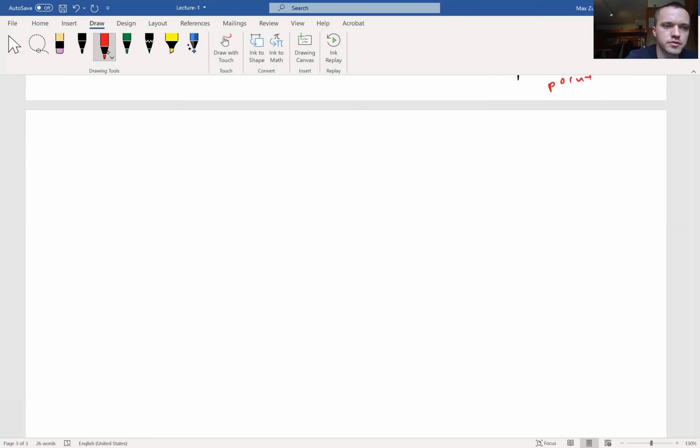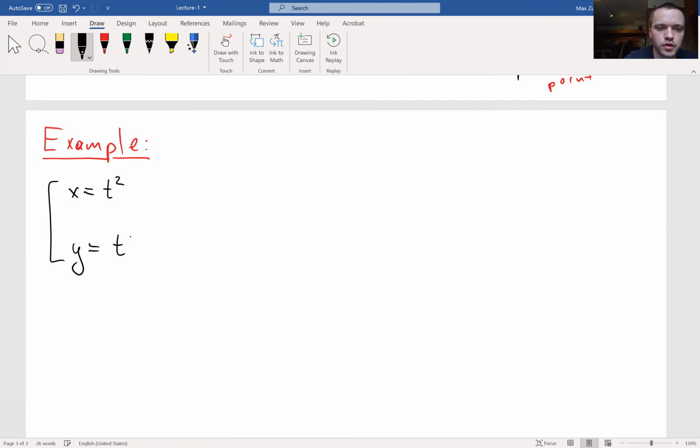So can you do an example as practice right now? Let's take x is equal to t squared, y is equal to t to the 4th. And let's say t changes between -2 and 1. So can you please sketch right now the graph of this parametric function? You're going to have a couple of minutes. And then I'm going to show you the solution.